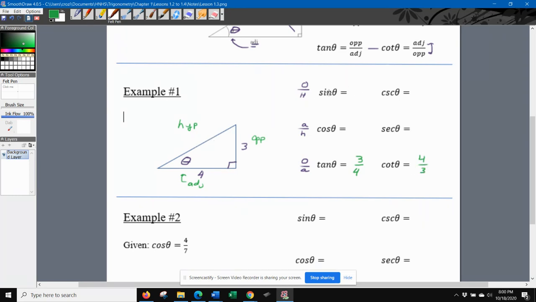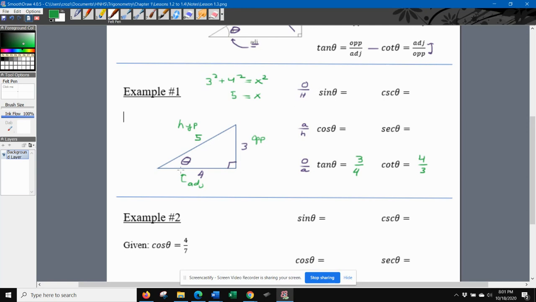All right, but every other one of these deals with a hypotenuse, and I don't know the hypotenuse. So what is this right here? Well, right now we don't know, so it's an x, but we can figure it out with the Pythagorean theorem. A squared plus b squared equals c squared. And if you do that math, I guarantee you'll figure out it's 5. So the hypotenuse is 5.